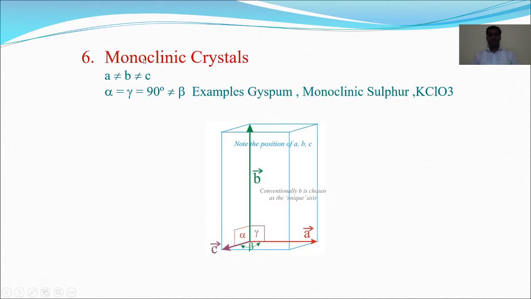Monoclinic system. Here, a is not equal to b is not equal to c. Alpha and gamma are equal to 90 degree, but beta is not equal to 90 degree. Examples are gypsum, monoclinic sulfur, etc.